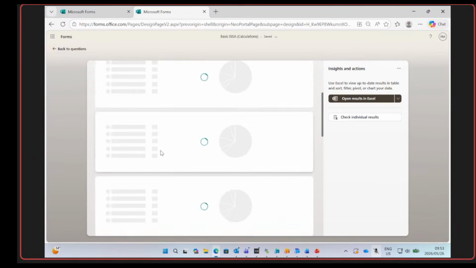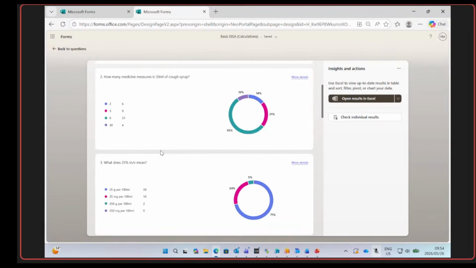How many medicine measures is 30 mils of cough syrup? So the first thing you're going to ask yourself is, how many milliliters in a medicine measure? And the answer there is 5 milliliters. So what we're going to do is take 30 milliliters, divide it by 5 milliliters, and the answer is going to be 6 medicine measures.